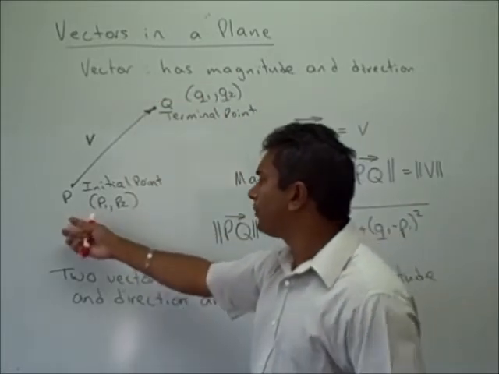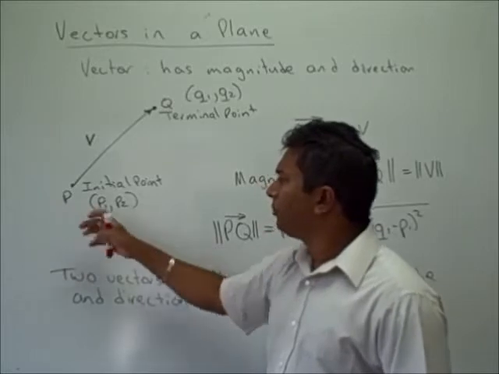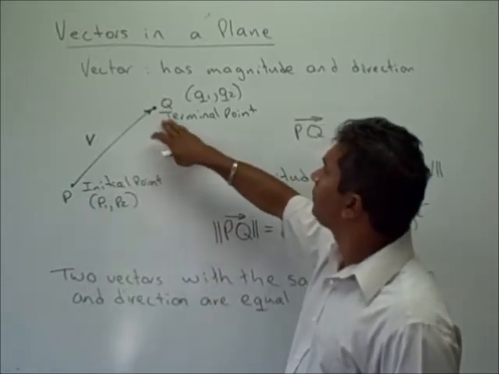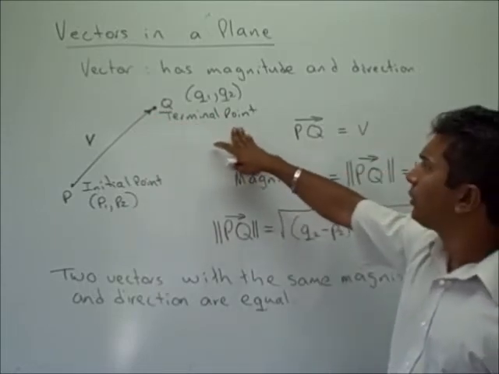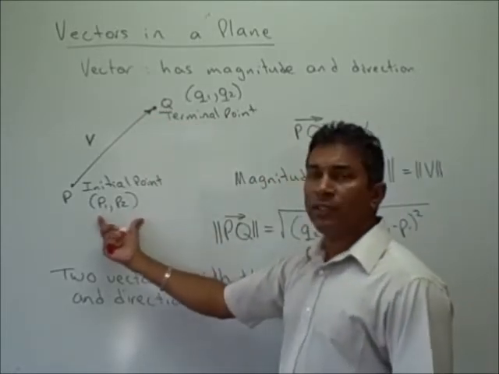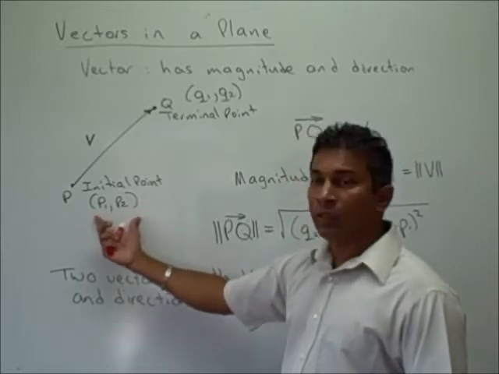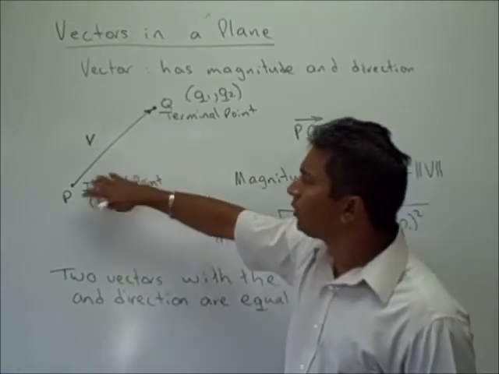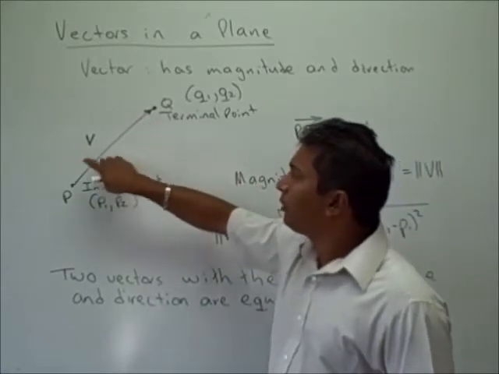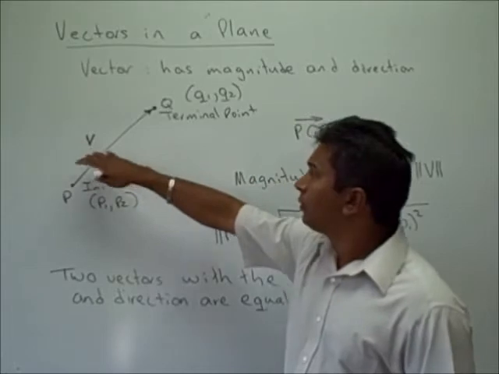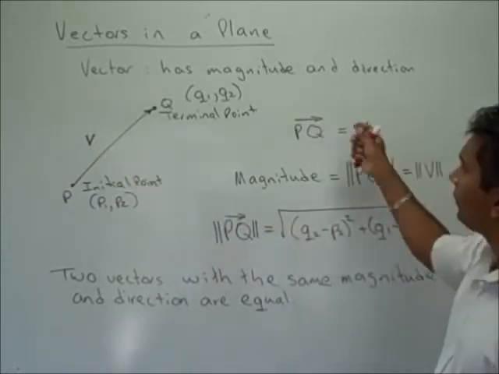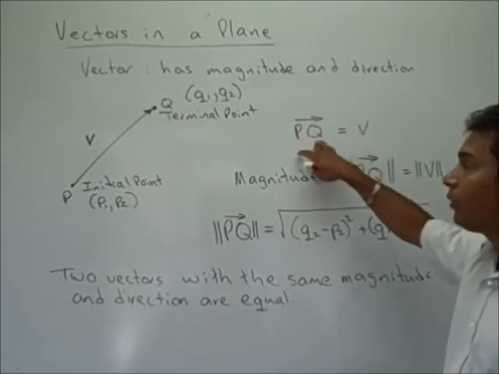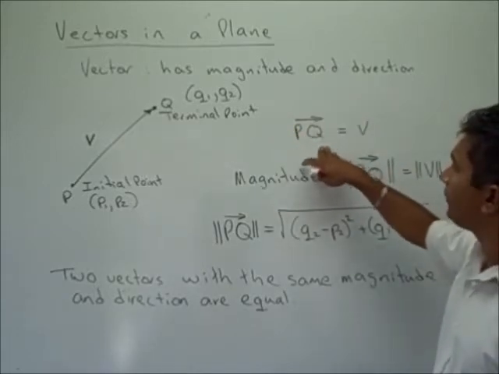So here we have our initial point, P1, P2, and we have a terminal point. This is where our vector is heading to, and it's represented by Q1, Q2. P1 and P2 is the equivalent of our X1, X2 in our rectangular coordinate system, which is two-dimensional. Our line segment can be represented as V in lowercase, or we can write this PQ with an arrow over the top indicating the direction that it's going from P to Q.